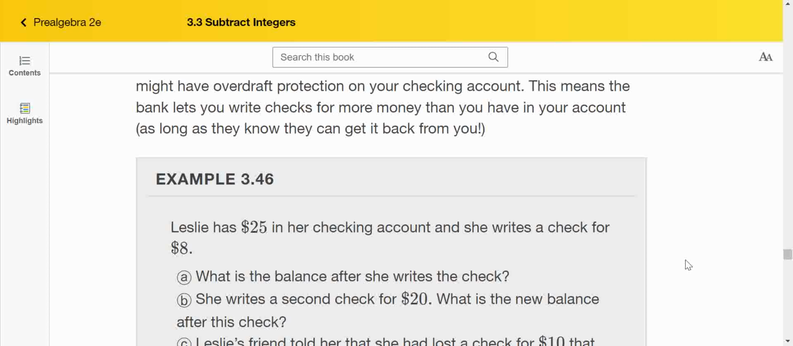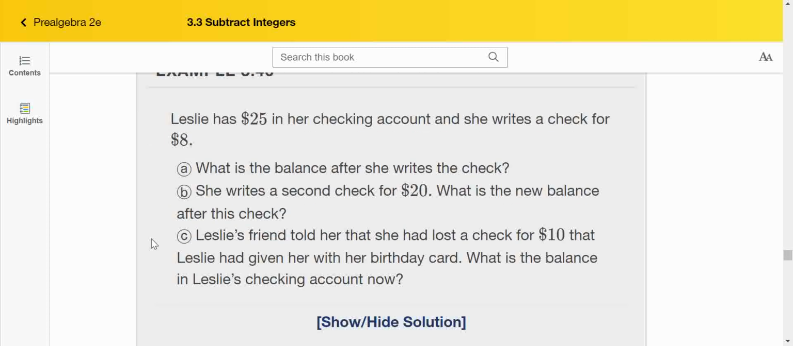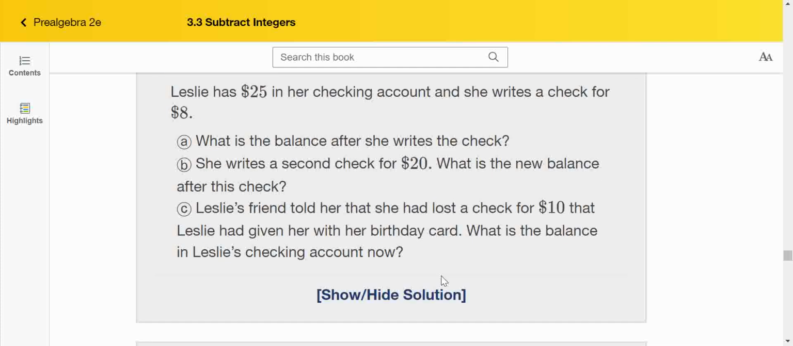Example 3.46. Leslie has $25 in her checking account and she writes a check for $8. A. What is the balance after she writes the check? B. She writes a second check for $20. What is the new balance after this check? C. Leslie's friend told her that she had lost a check for $10 that Leslie had given her with her birthday card. What is the balance in Leslie's checking account now?